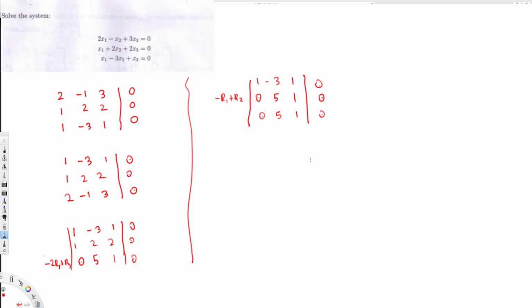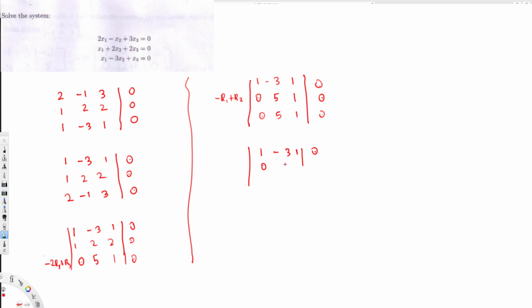Now it's very obvious that the second and third are the same, therefore I can eliminate one of them by multiplying one of them by -1 and adding with the other one. So let's see, if I eliminate the third one, everything will become easier. So let's multiply the second one and add it with the third one. So the equation is going to be 1, -3, 1, 0.